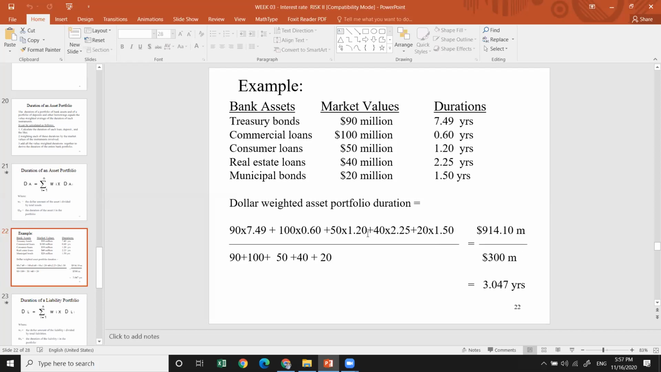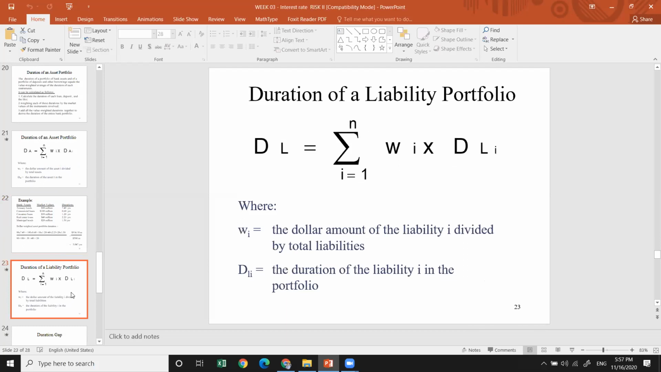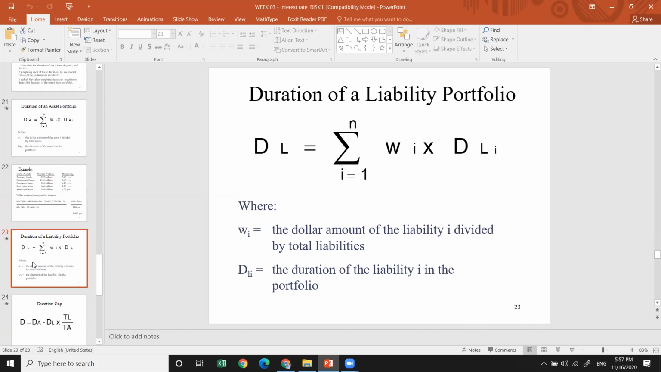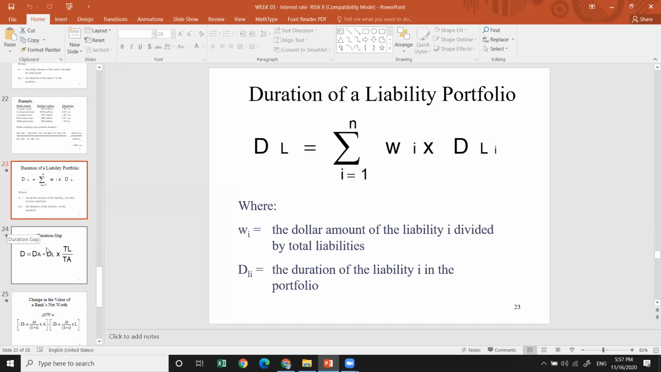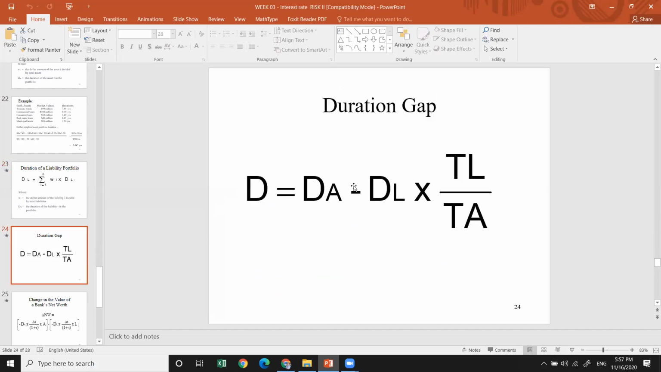So the dollar weighted asset portfolio duration is equal to, you add them all up, and multiply the duration with the value to get the weighted dollar duration. Then you divide by the market value of your whole portfolio, and you get the dollar weighted asset portfolio duration. This is the asset side. The same thing can be performed for the liability side. The duration gap is then equal to the duration of assets minus the duration of liabilities. I'm talking about the portfolio, okay, with the duration gap multiplied by total liability over total assets.